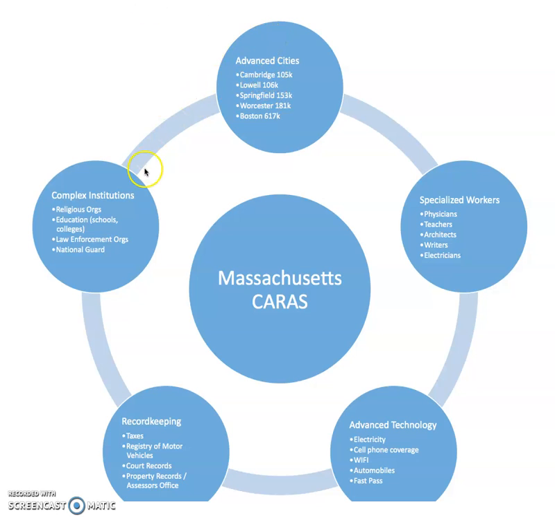So if I just start over here with complex institutions, I have, for example, religious organizations, like the Catholic Church, education, so whether it's high schools, private high schools, colleges, universities. When we look at law enforcement organizations, for example, Massachusetts State Police, we have local police departments. And then we also have, for example, the Massachusetts National Guard.